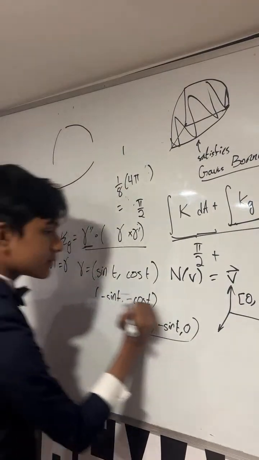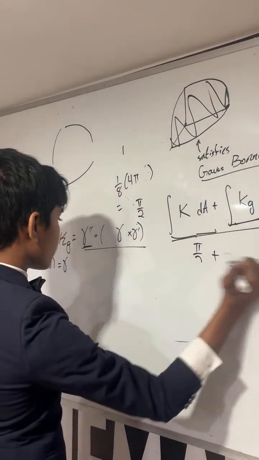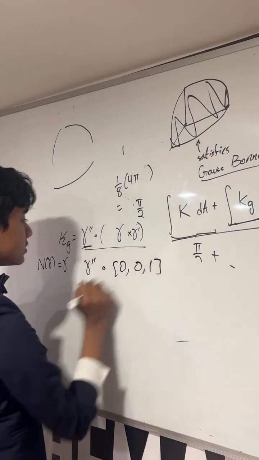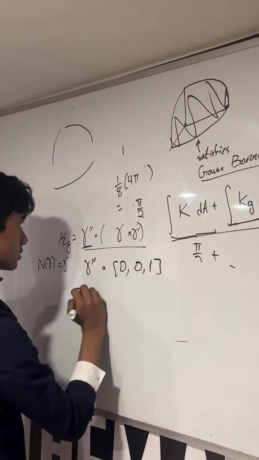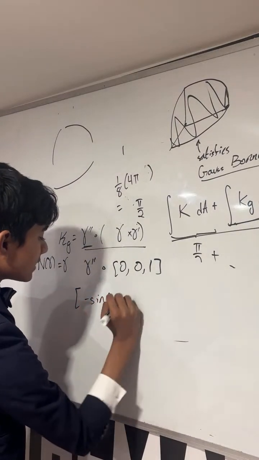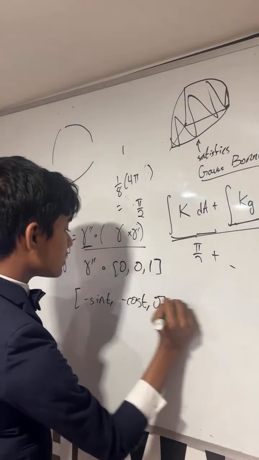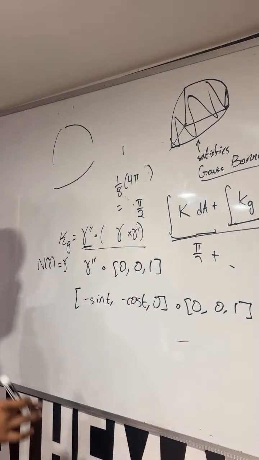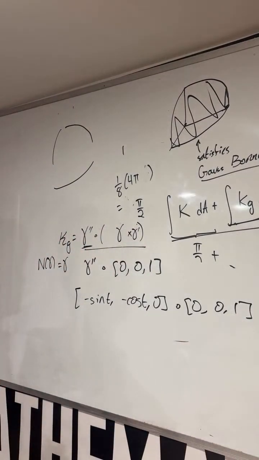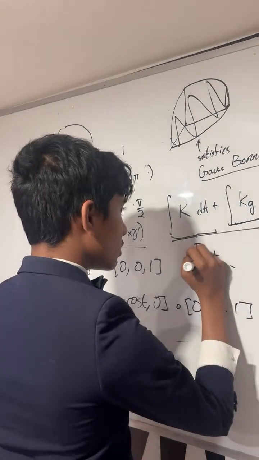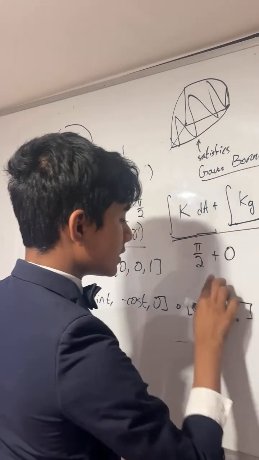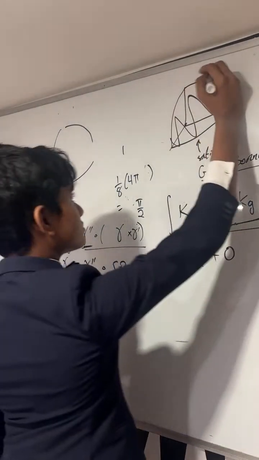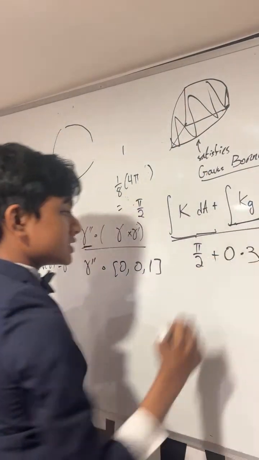So that means you get this dot 0, 0, 1, and so you get what? Negative sine t, negative cosine t, 0 dot 0, 0, 1. That's a 0. So the geodesic curvature is 0. And you can repeat this 3 times, but 3 times 0 is still 0.